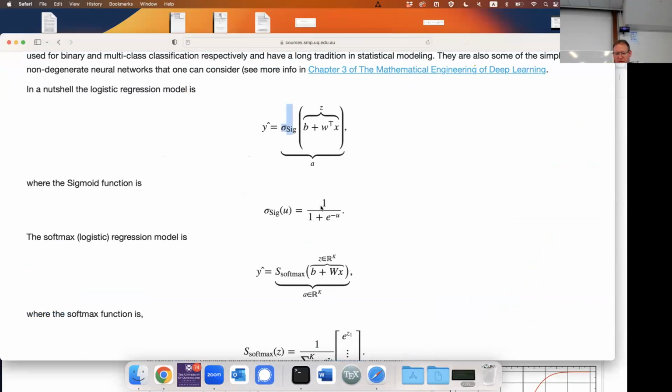Sometimes you see a different representation: e to the power u over e to the power u plus 1, if you multiply numerator and denominator by e to the power u. So that's a sigmoid.